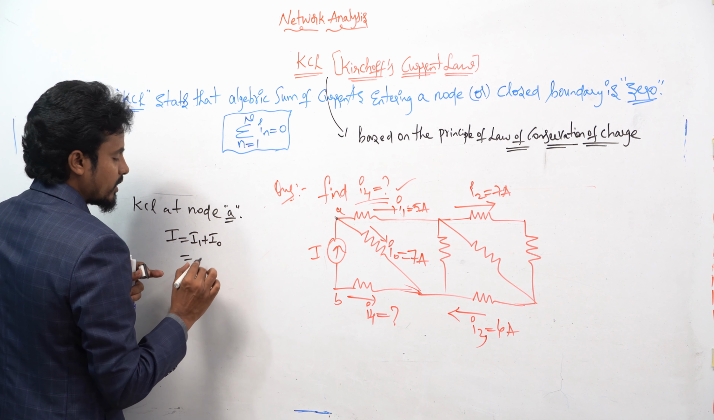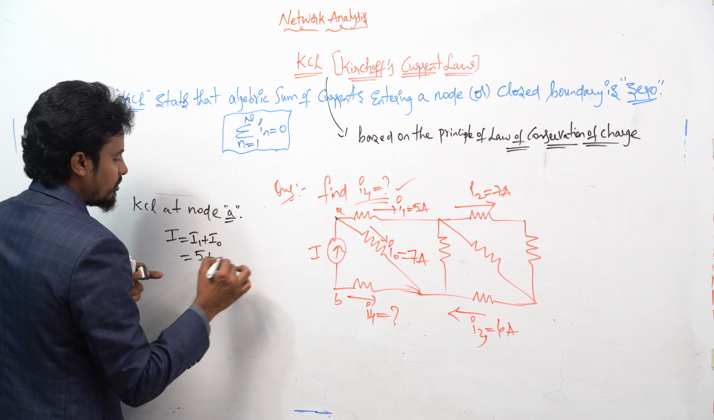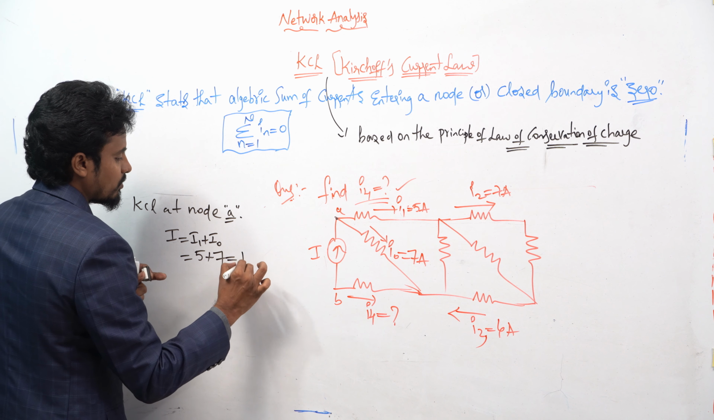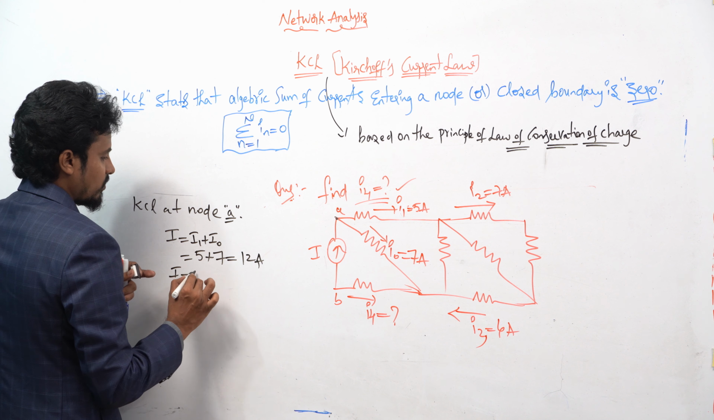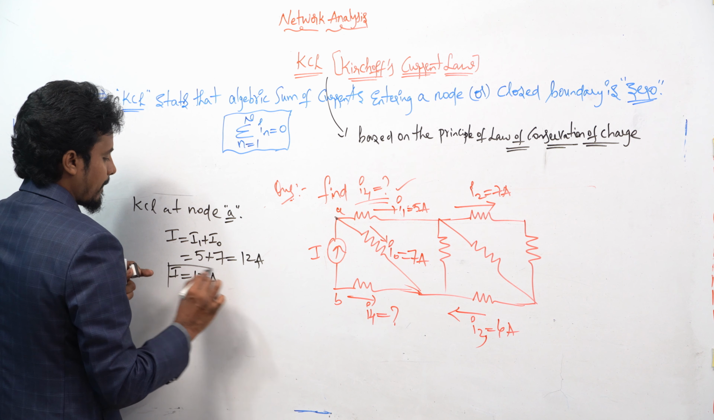Right? This will become I1 plus I naught. So I1 is 5 plus I naught, which is 7. 5 plus 7 is equal to 12 amperes. So the current is equal to 12 amperes.